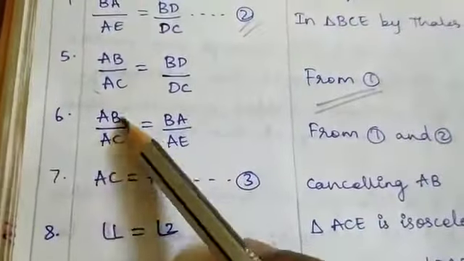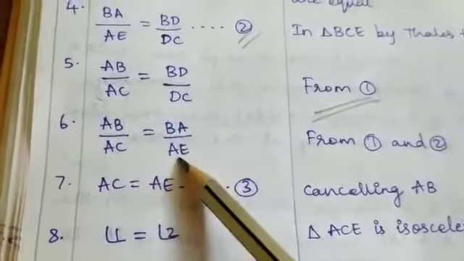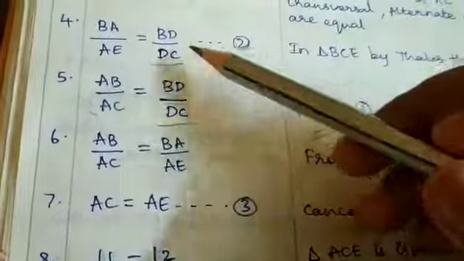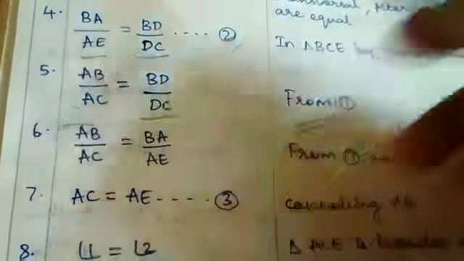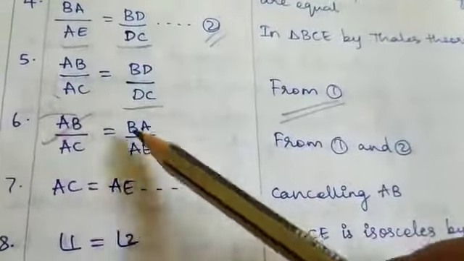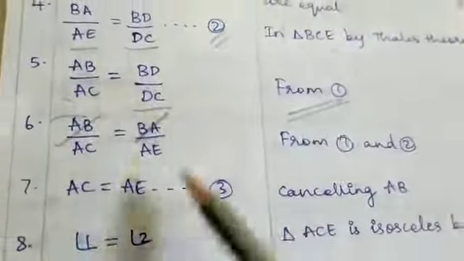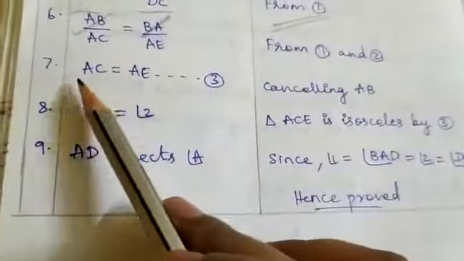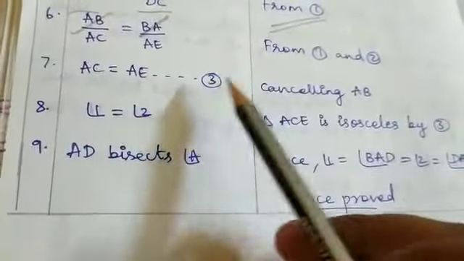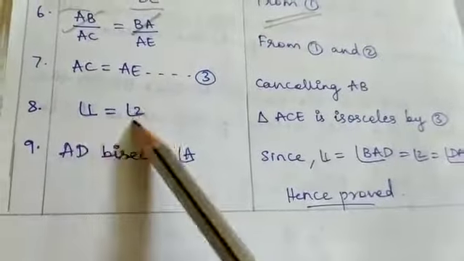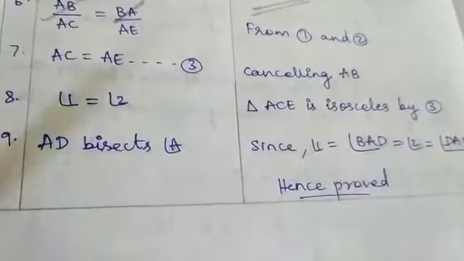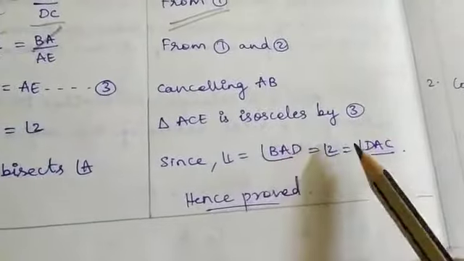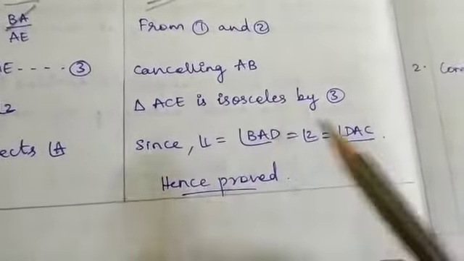So you can know that AB by AC equal to BA by AE. AB and BA are the same, so you can cancel it, and you will get AC equal to AE. So this is our third equation. So angle 1 equal to 2. That is, AD bisects angle A, since angle 1 equal to BAD and angle 2 equal to DAC. Hence proved.